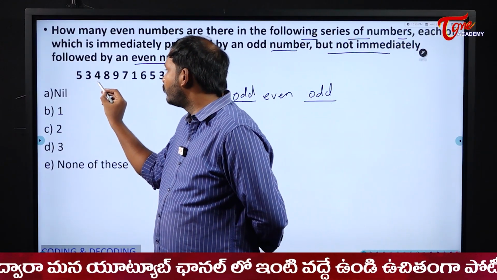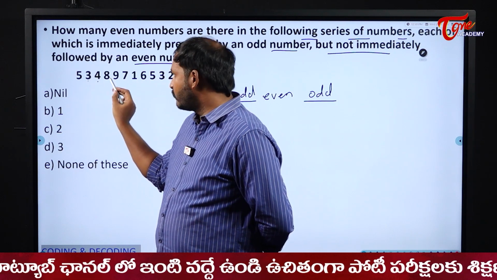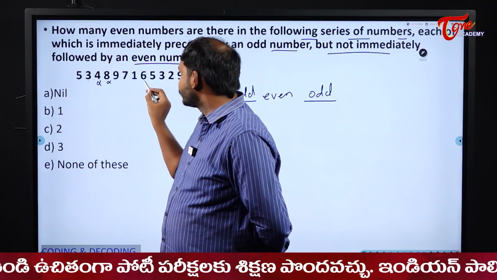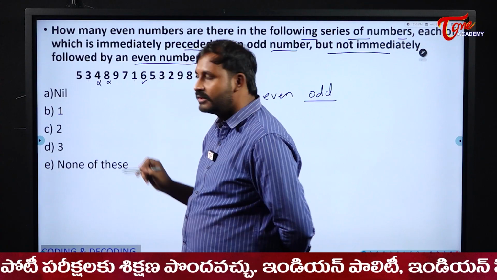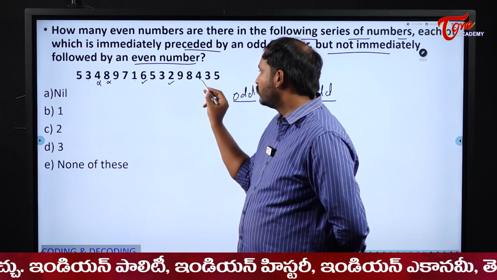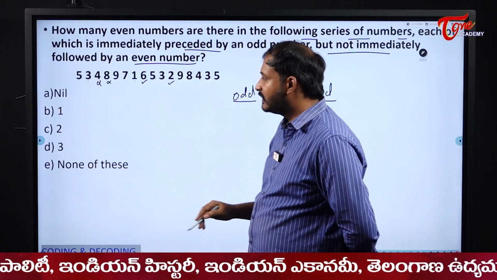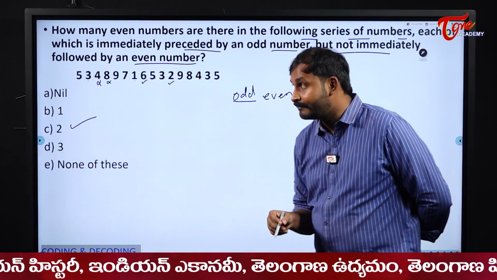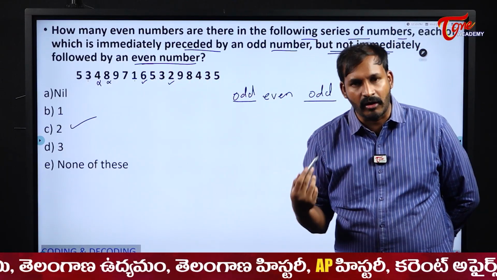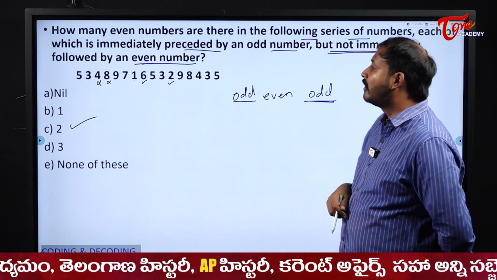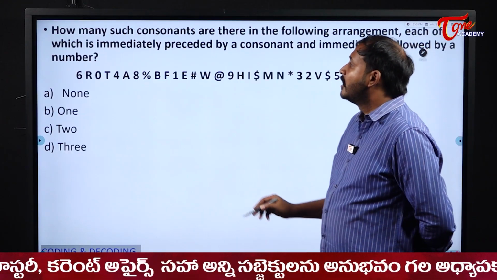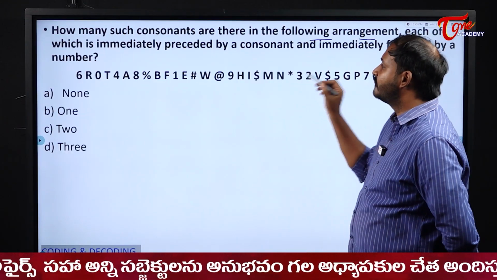Now first, 4 is the first even number. It is preceded by odd but not followed by odd. So that is gone out. 8 preceded by even, not. This is also gone. Next see this 6, yes, it is preceded by odd and followed by odd. Next 2, yes, preceded by odd, followed by odd. Next 8, no. 4, no. And that's it. So how many are there for me here? 2. So my answer here will become 2. See here, not immediately followed by an even number means obviously it should be followed by odd. That is the reason we will take it as odd. Okay, right? Next one.